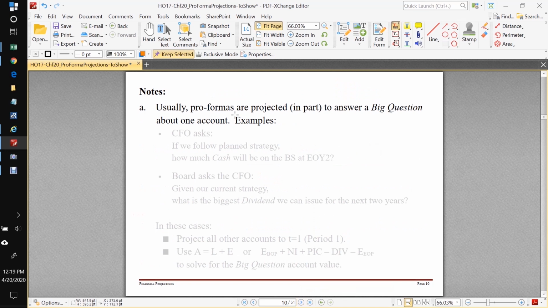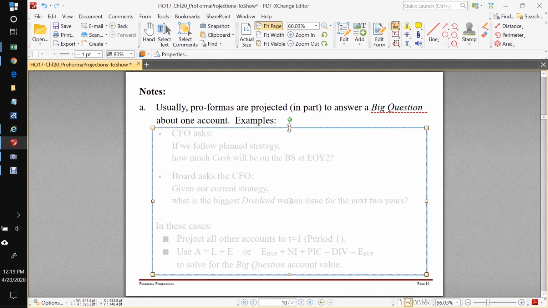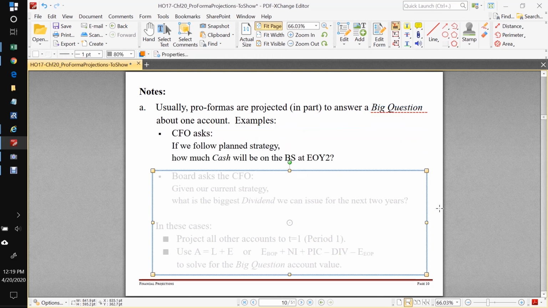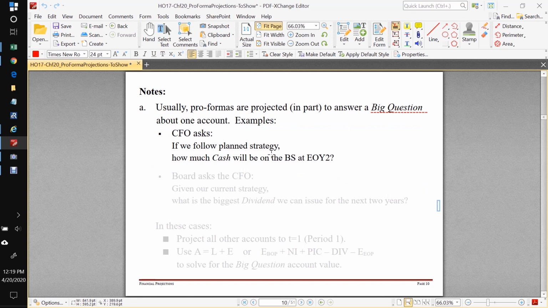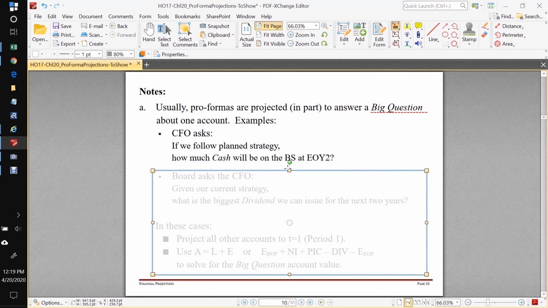So usually when we project, we're projecting at least in part to answer what I like to call a big question about one account. So let me show you some examples of what I mean by that. The CFO could ask us, if we follow the company's planned strategy, how much cash will we have 2 years from now? That's a big question. So that would be the key for creating all the projections in this case.